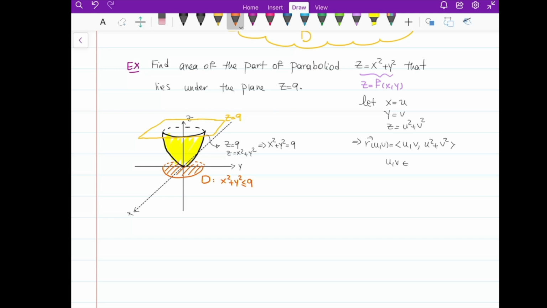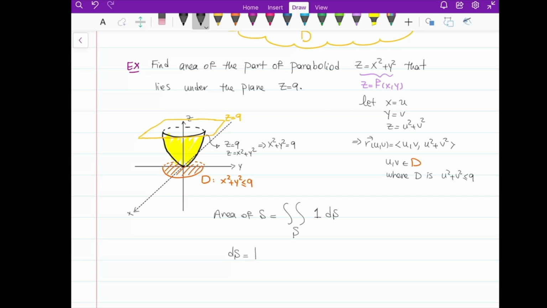Okay, very good. So u and v are in D, where D is u squared plus v squared less than 9. Okay, perfect. Now, the area of the region S that I'm looking for would be the double integral of 1 dS over S. So what is dS?